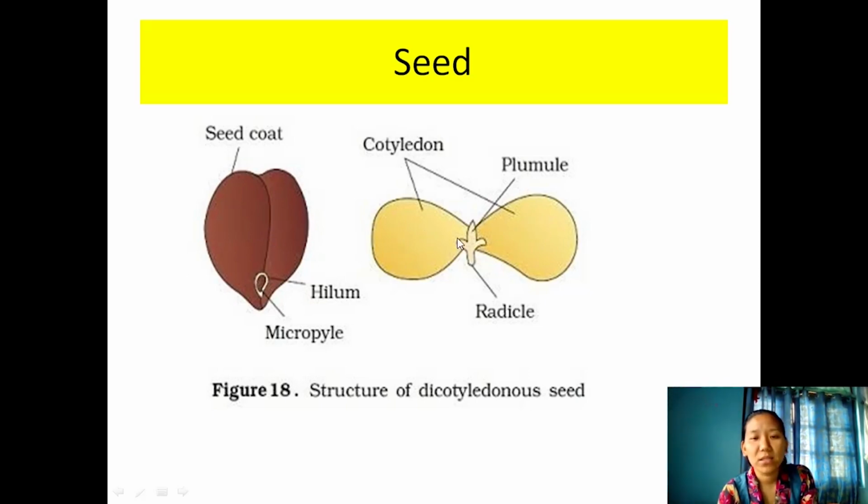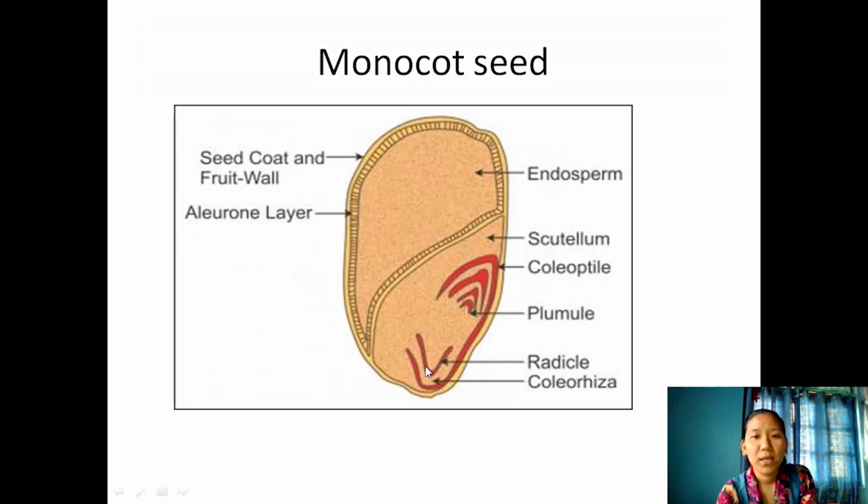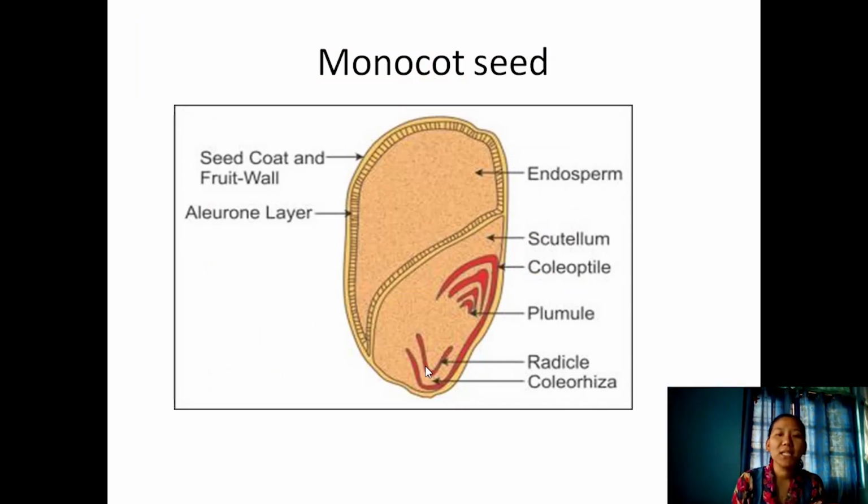And then there is an embryonal axis, and this embryo has a plumule which develops into the shoot system, and there is a radicle which develops into the root. So this is a seed of a dicotyledon plant. The picture given is that of a gram. Next is the monocot seed. The monocot seed has a single cotyledon.